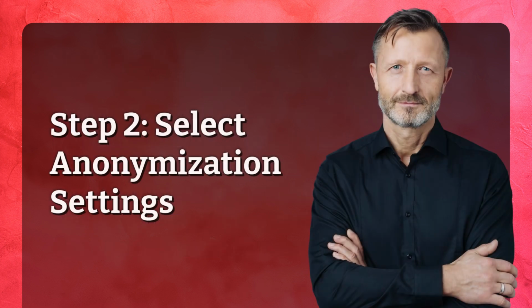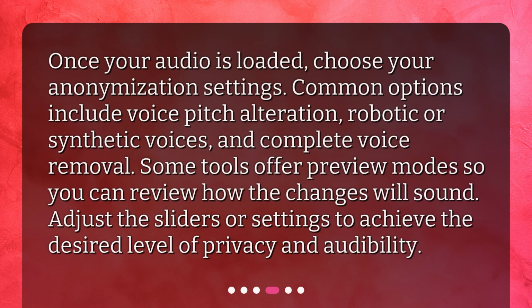Step 2. Select anonymization settings. Once your audio is loaded, choose your anonymization settings. Common options include voice pitch alteration, robotic or synthetic voices, and complete voice removal. Some tools offer preview modes so you can review how the changes will sound. Adjust the sliders or settings to achieve the desired level of privacy and audibility.